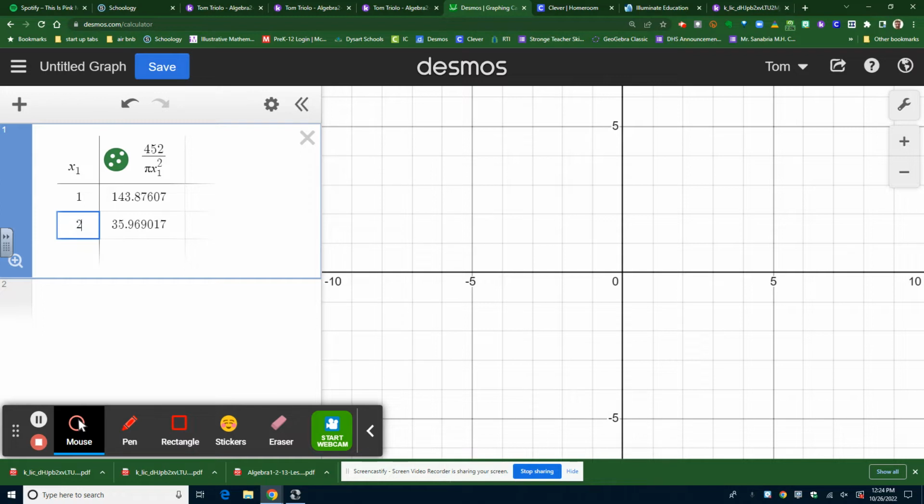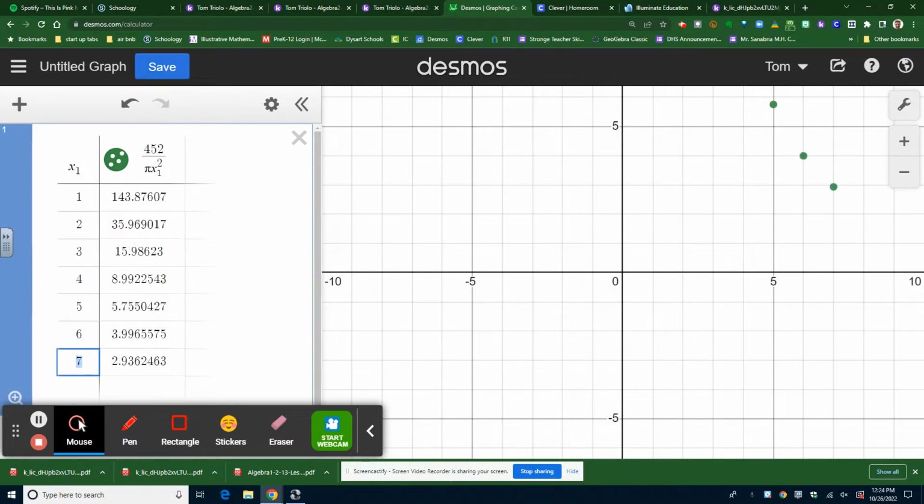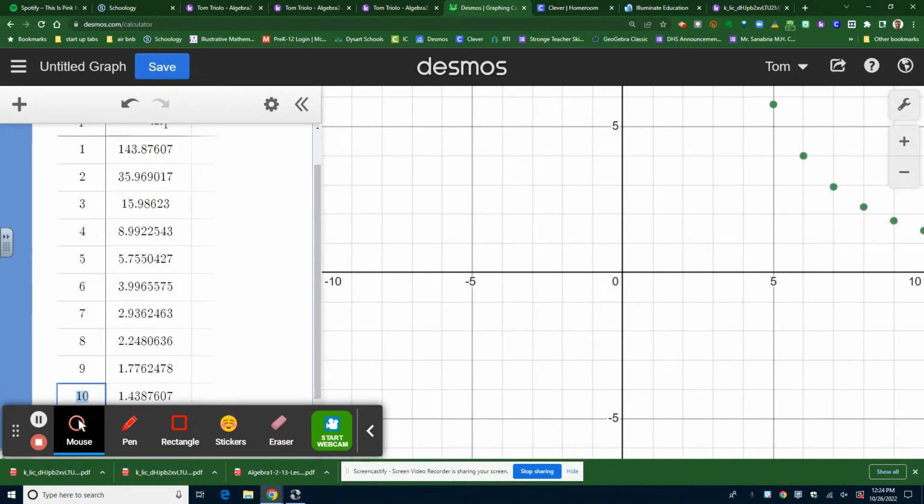Now watch the magic of Desmos. Desmos understands patterns. How far is it from 1 to 2? 1. Watch what happens. There's 3. There's 4. There's 5 and 6 and 7 and 8 and 9 and 10. Okay? So you don't have to type the numbers in. You do it. Just type it in.